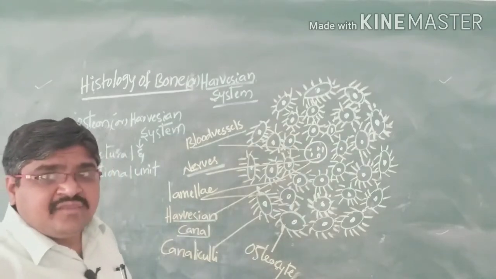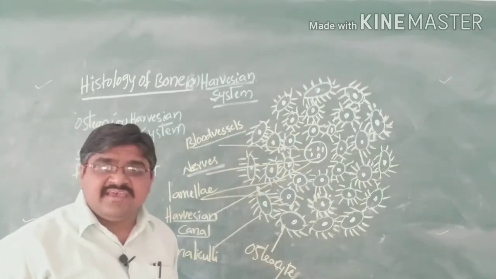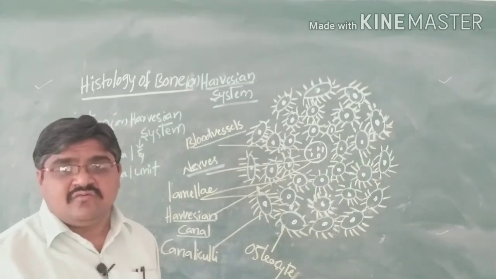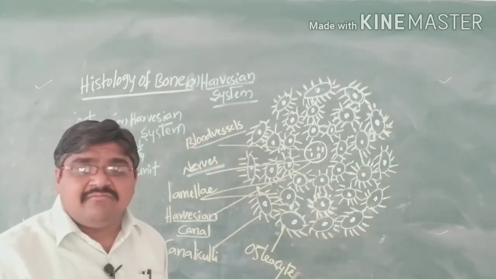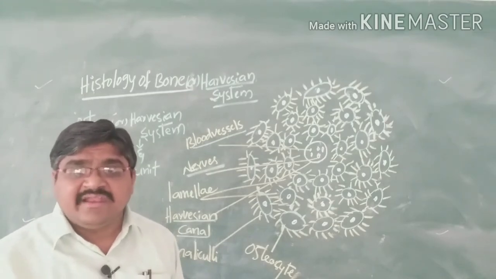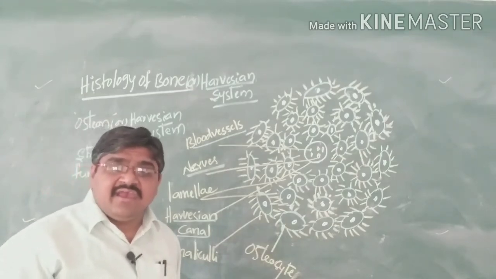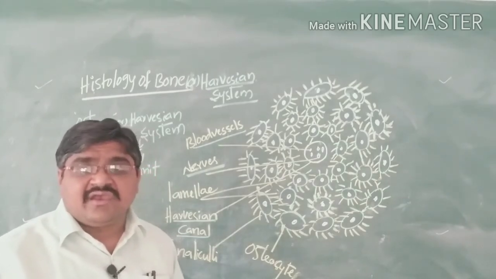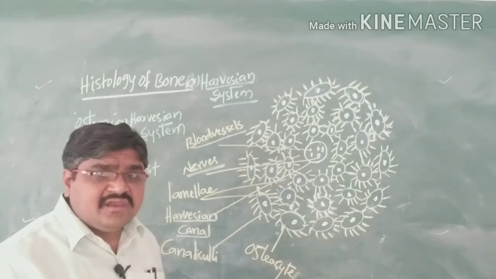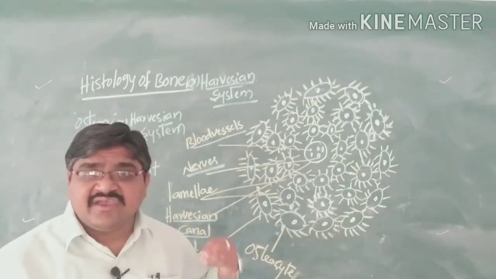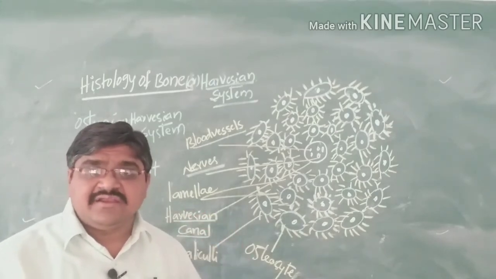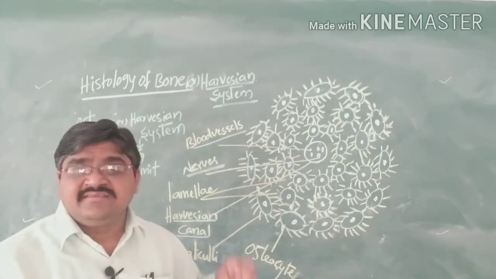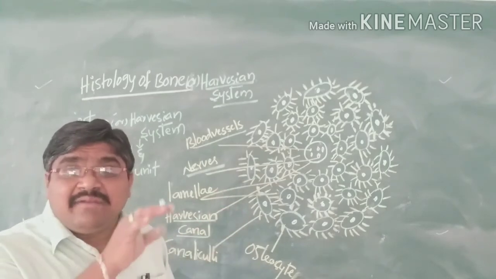Compared to cartilage, bone is a vascularized tissue. Why? Because in bone a direct blood supply takes place, but cartilage does not have a direct blood supply. So we can say cartilage is an avascular tissue, but bone is a vascularized tissue, meaning a direct blood supply takes place.